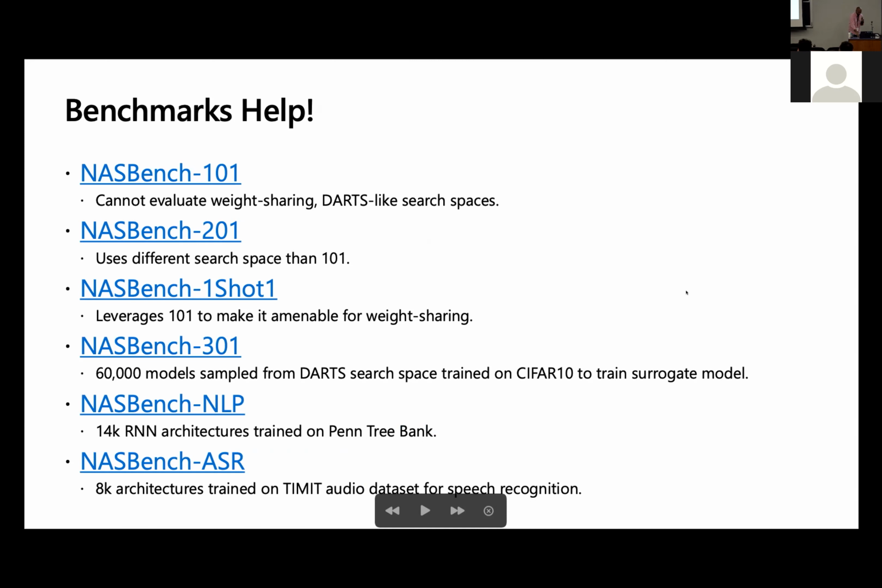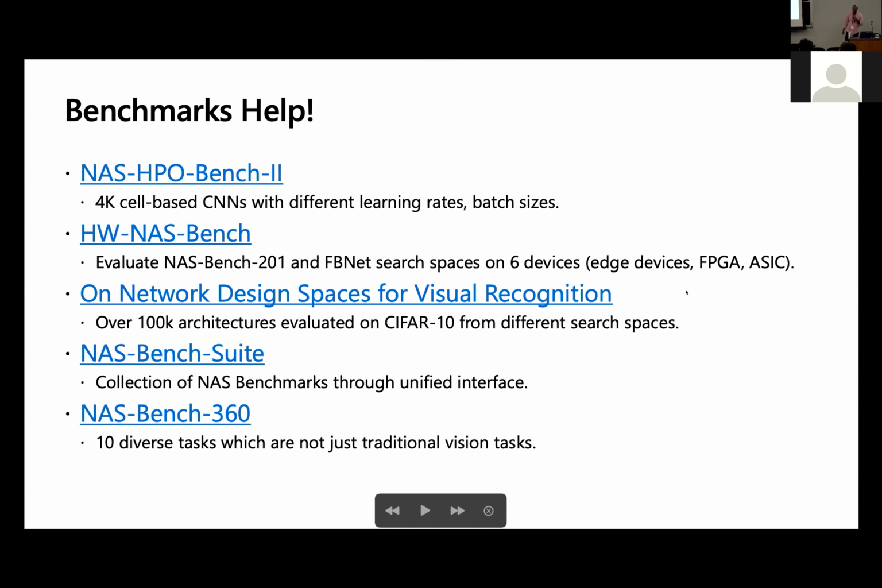I can provide compute. NAS-Bench-Suite, as Colin mentioned, is a nice one because it unifies a lot of NAS benchmarks through one interface. So I highly recommend you use it. But yes, there are tons, and I think Colin had a way more exhaustive list than this one.